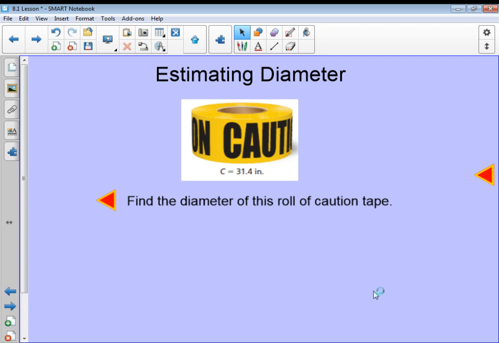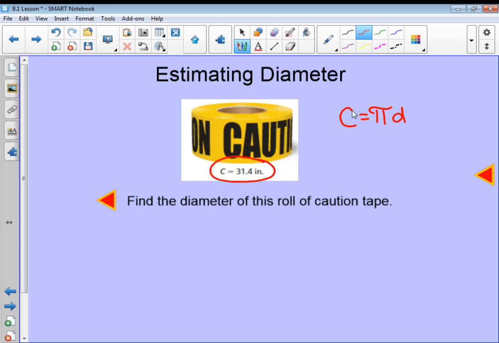Okay, in this part of the lesson, we're going to be working with estimating our diameter. So we're still going to use that same formula that we used in our previous video, and that is circumference equals pi times our diameter. So we still need our diameter, we still are going to use pi, and we're still working with circumference. It's just that now they're telling us the circumference. So we're going to piece in the information that we know.